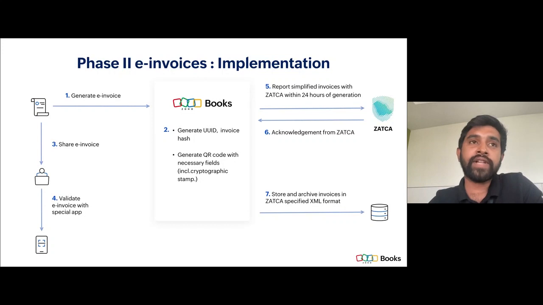Also, the generated invoices are then stored and archived in the invoicing solution in an XML format, as per the format mentioned by ZATCA. So that's basically how the workflow of phase 2 of e-invoicing works.